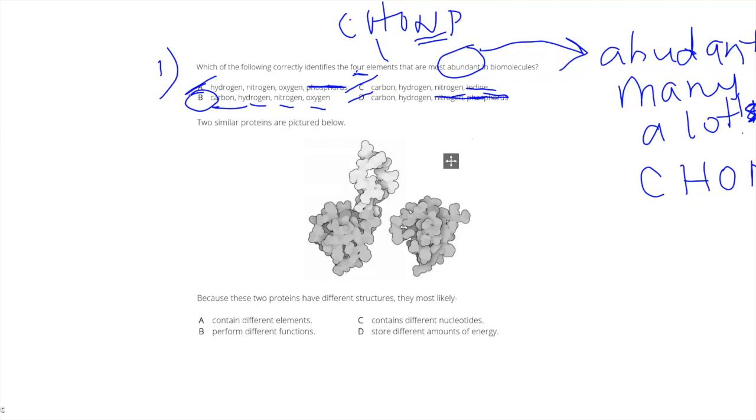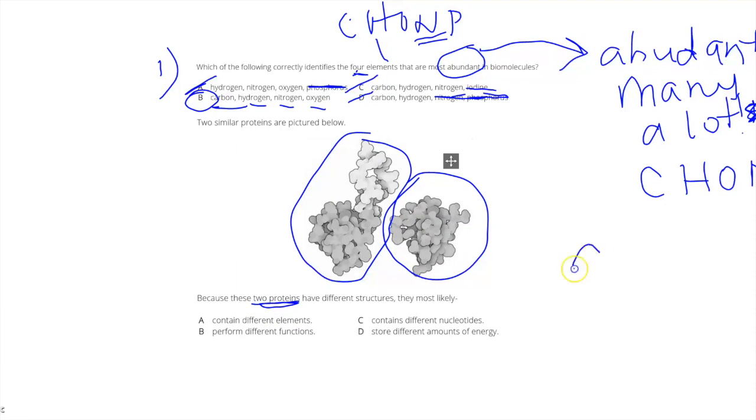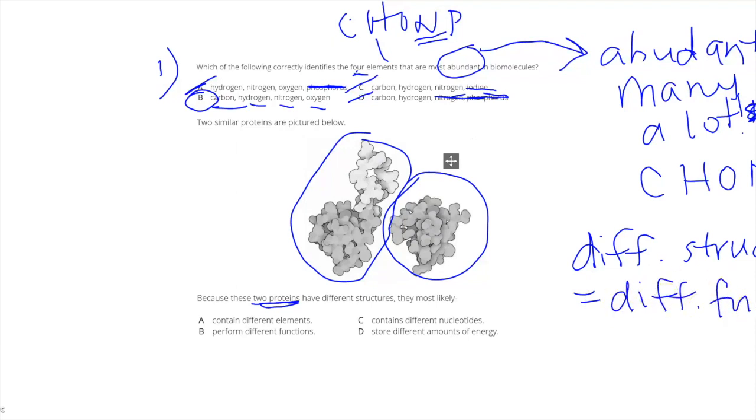Two similar proteins are pictured below. Here's protein 1 and protein 2. Both of these are proteins, but have different structures, most likely because. So remember, anytime it says different structures, it also means that it has different functions. For example, a nurse wears a very different outfit than I do, and that's because we have different jobs or different functions. So we look different because we have different functions or different jobs.